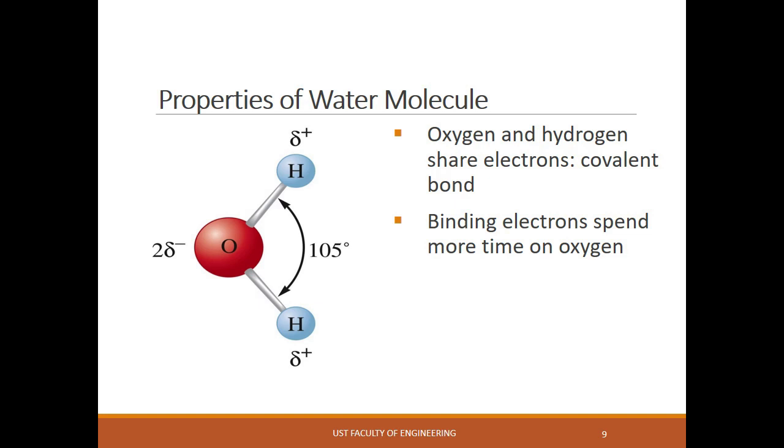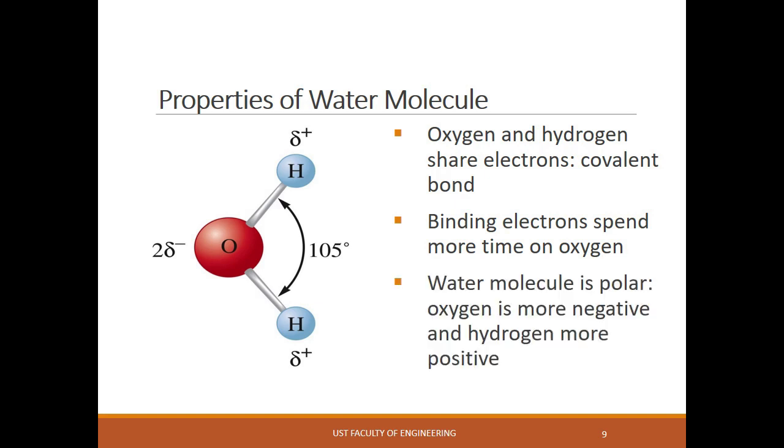And it doesn't mean that there is an actual charge there. The delta minus indicates that there is a partial negative charge on the oxygen, while the delta plus indicates a partial positive charge on the hydrogen. What does this mean? It means that this molecule has a polarity. There will be a different kind of Coulombic interaction with different molecules. Many of the properties of water follow from this phenomenon called polarity.